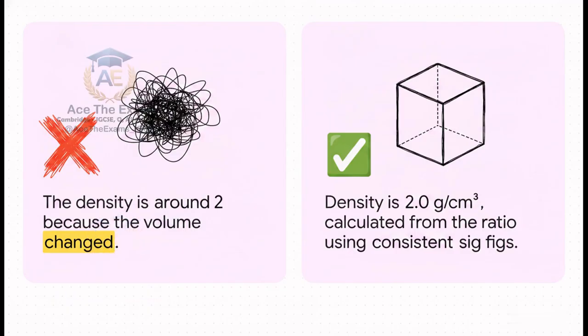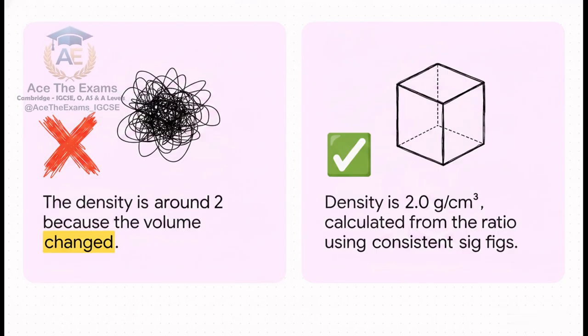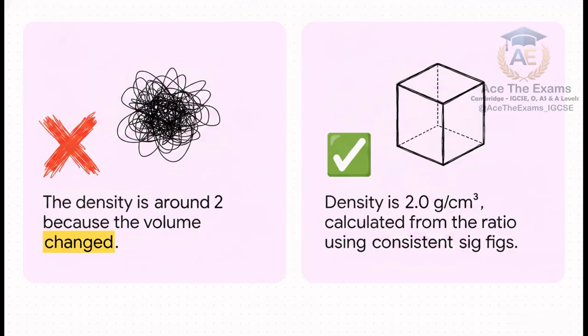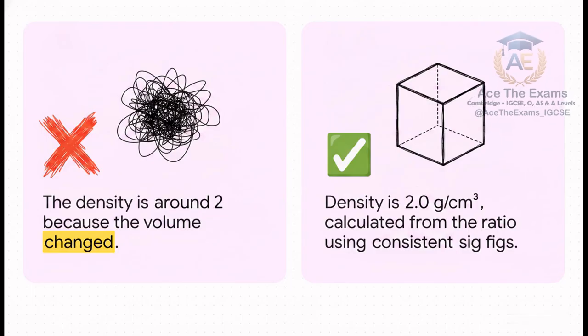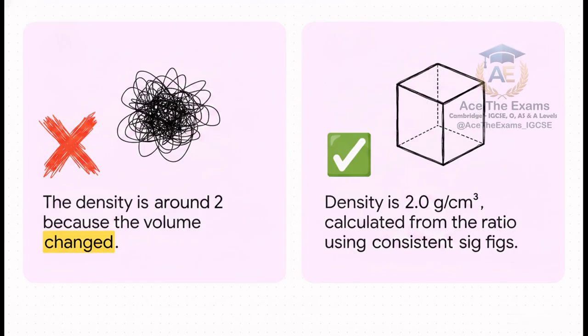Now, compare that to a top-band improved answer. It perfectly applies our 4 steps. It states the core concept of density, it brings in specific evidence from the table with the correct units, it applies scientific reasoning by directly referencing the mass-to-volume ratio, and it uses totally consistent significant figures. It's precise, it's safe, and most importantly, it secures full marks.